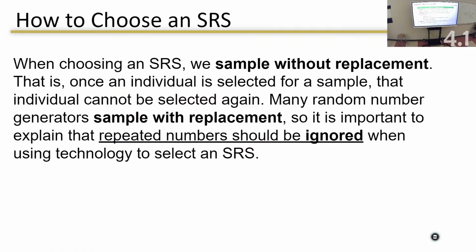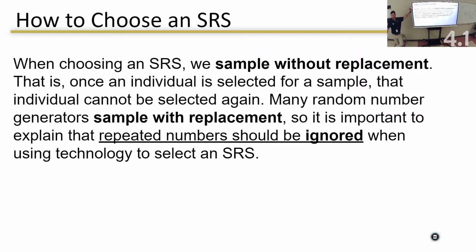Y'all okay? Good? When choosing an SRS, we sample without replacement. Most of the time we sample without replacement because we already got that information. We don't want that information again. That is, once an individual is selected, they cannot be selected again. Many random number generators sample with replacement, so just be careful of that.